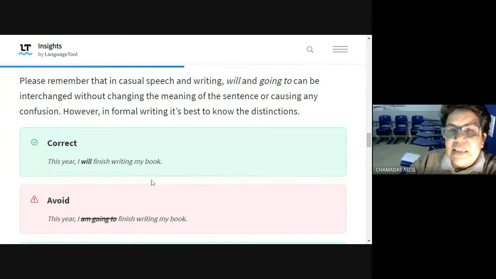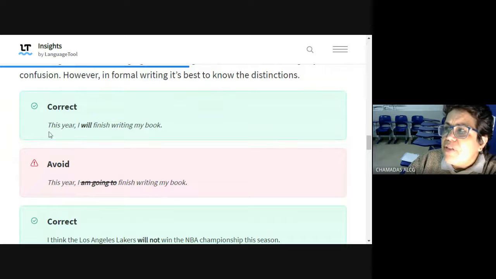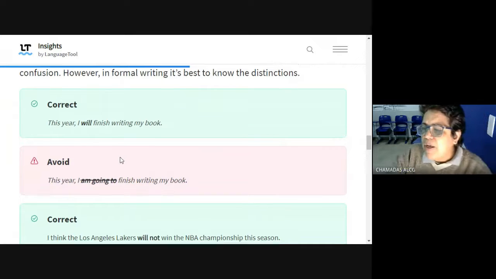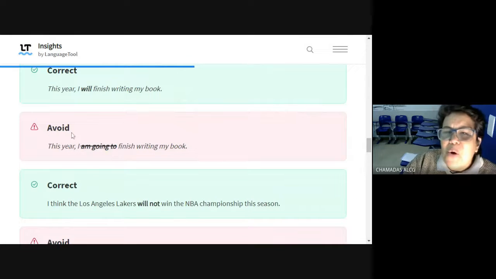So you can see the difference. Look, the first example. This year, I will finish writing my book. You are making a prediction, right? You are 90% sure, but not 100. Something may go wrong. Who knows? So this is a typical prediction. The next one, it's wrong or not wrong, but you should avoid saying, this year I'm going to finish writing my book.